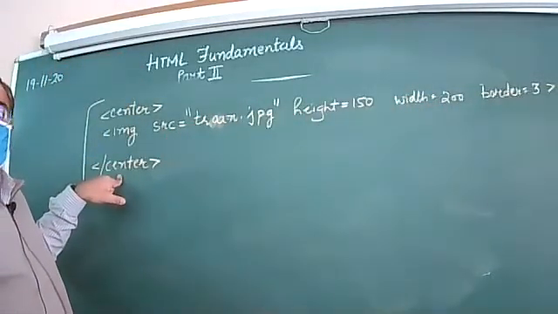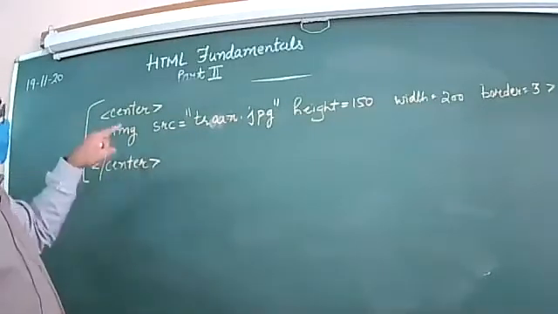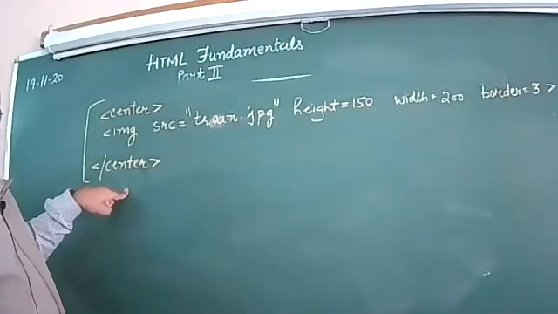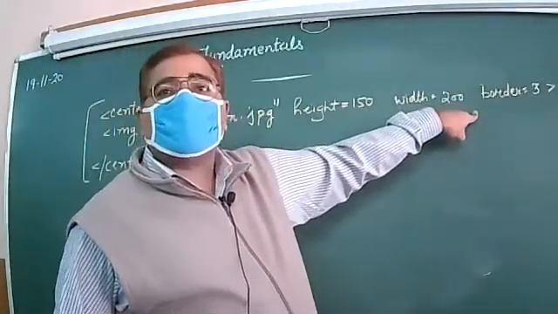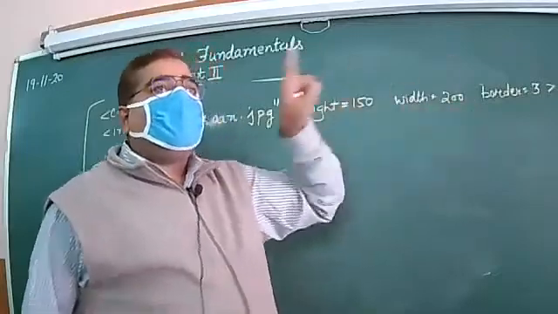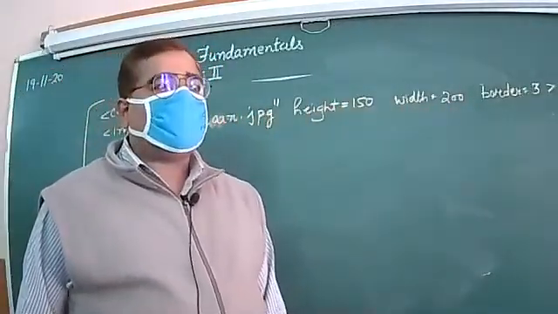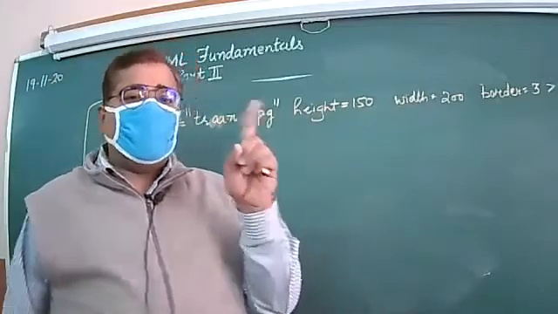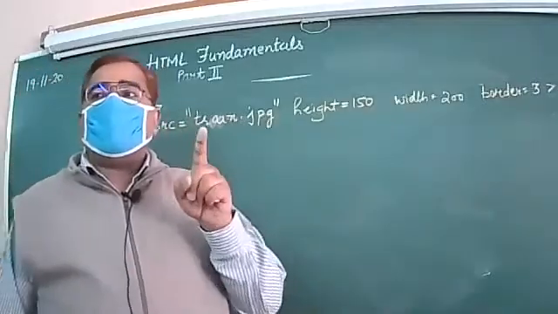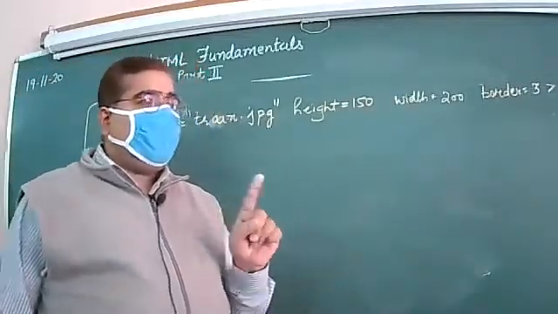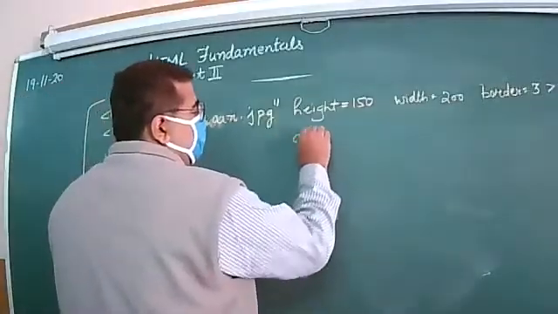Again, I am focusing on the same point. To bring image in the center, there is only one solution, center tag. If you write here align equal to center, it is totally wrong. The align attribute of image tag never takes the center value. Only in the case of image this problem comes. The align attribute of image tag never takes the center value. Clear?